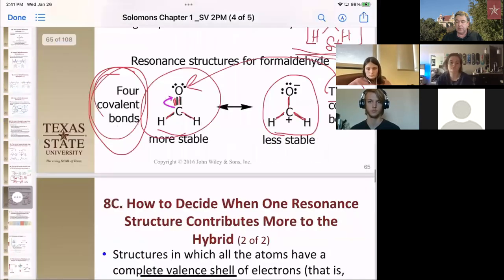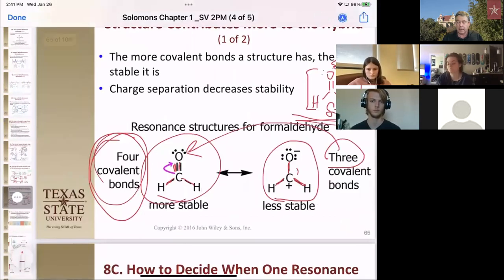So if we look at that rule here, again, we have 6 electrons around this carbon. So it's going to be less stable than this carbon, which has 8 electrons around it. It'll be less contributing to the resonance hybrid. All right, questions on that?